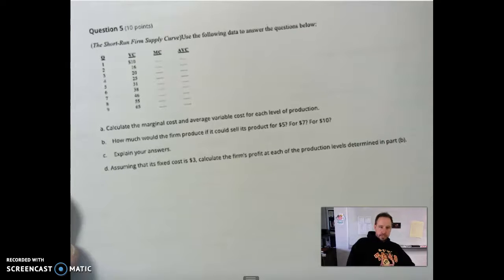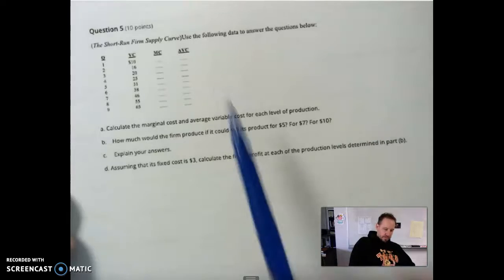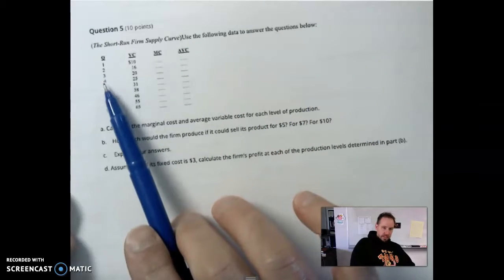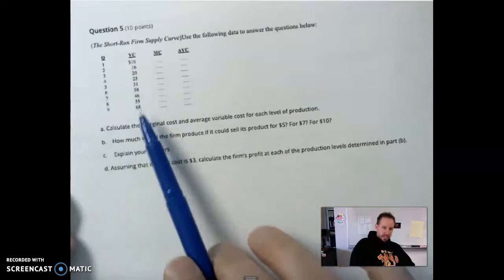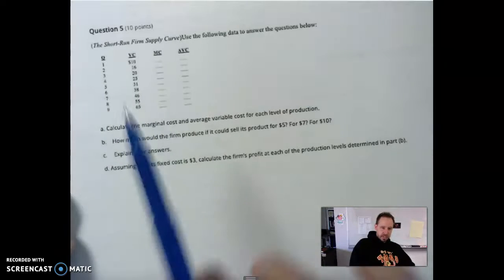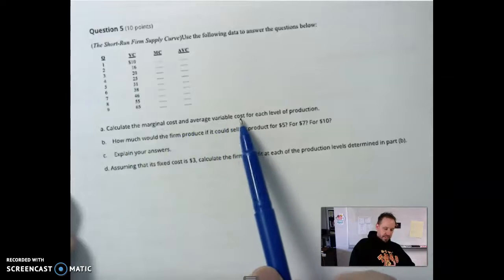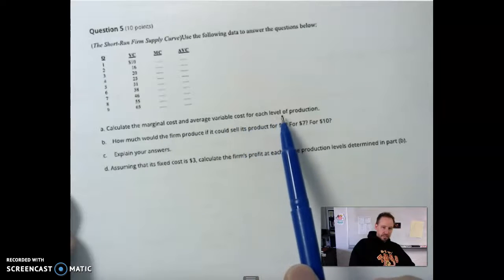All right, we'll work through some of the parts here in question number 5. First of all, it says use the following data to answer the questions below. You've got your output, your quantity, and then your list here of variable costs. So first it says calculate the marginal cost and average variable cost for each level of production.